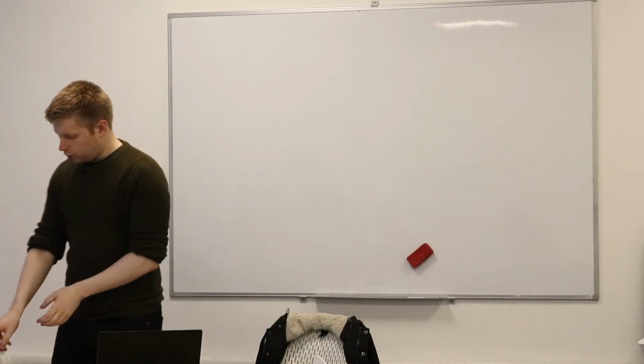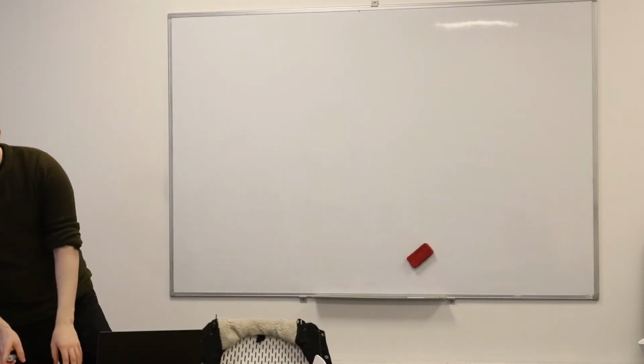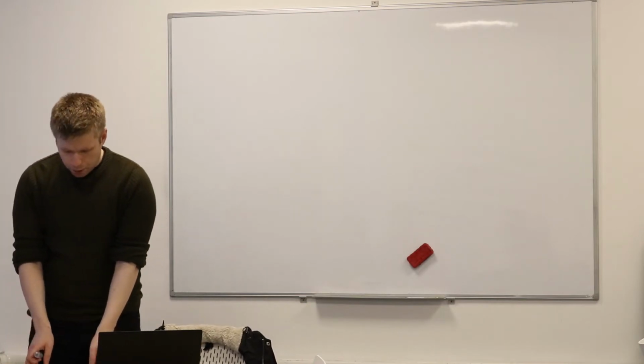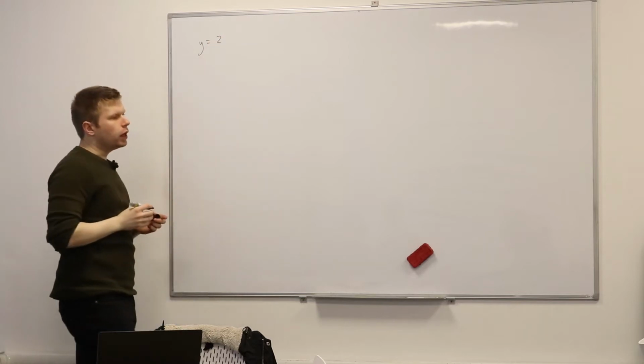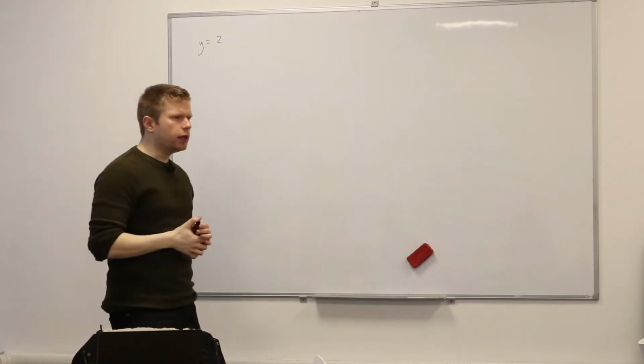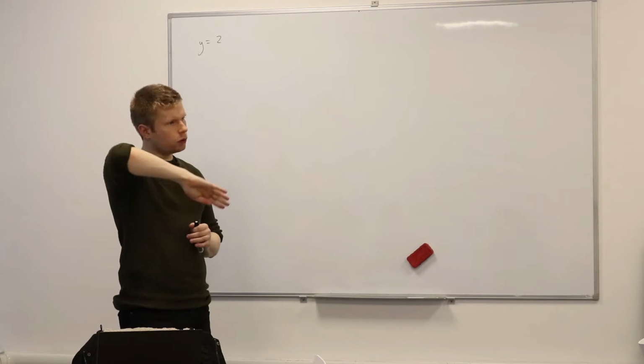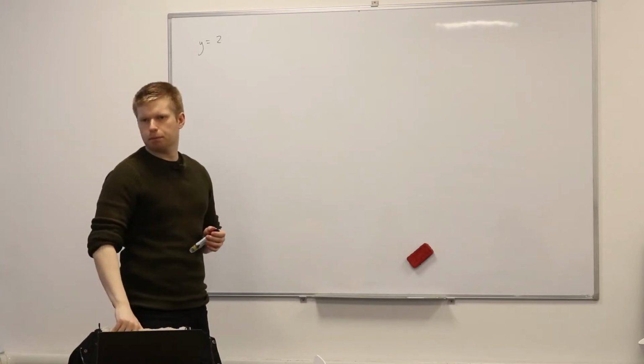So we'll go through some of them. The first graph asks for the graph y equals 2. Y equals 2. So what does this one look like? We need to think. Is it going to be horizontal, vertical? What kind of line is it going to be?